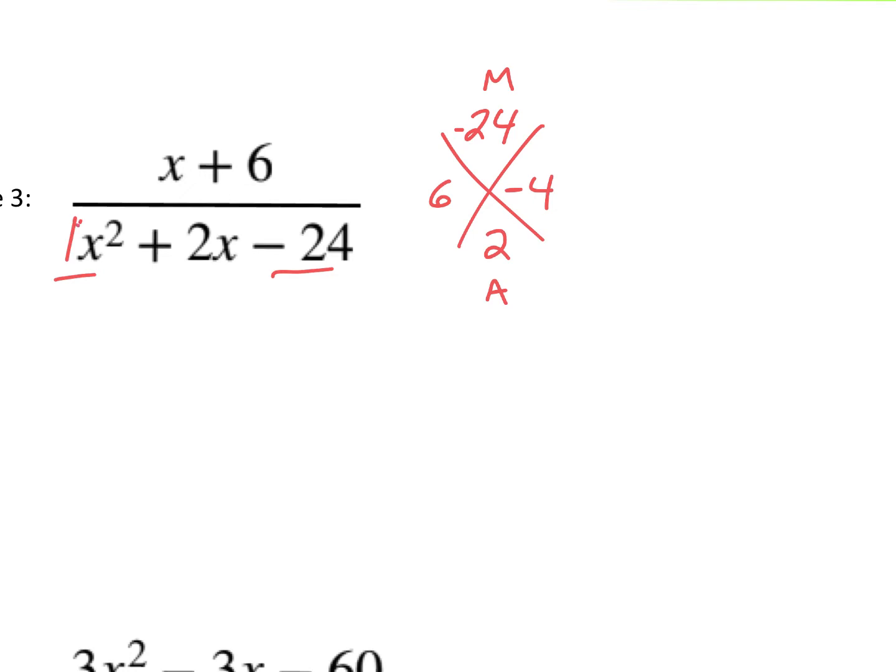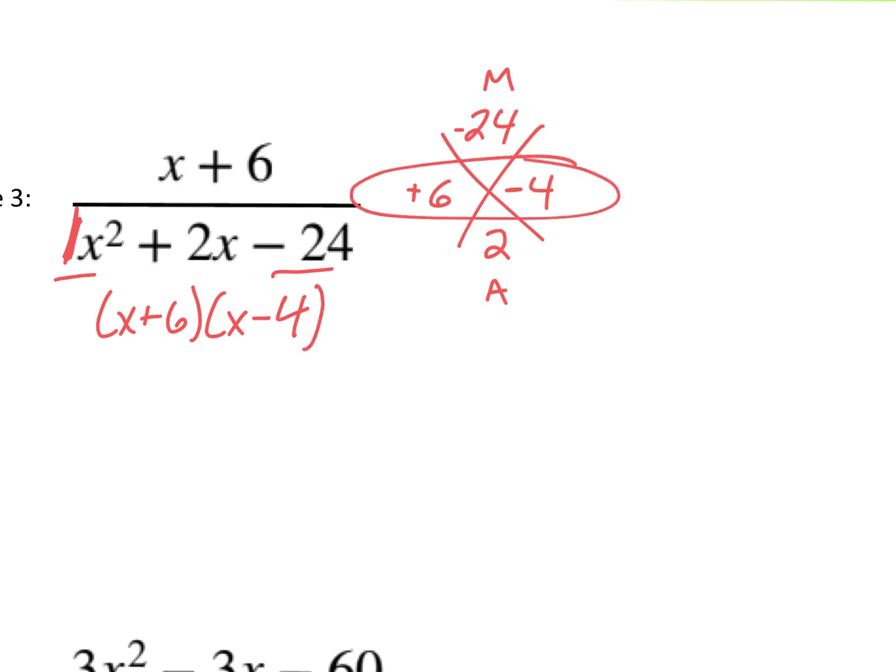Since this A value, this first value is a 1, that means I can use the shortcut on this, right? Yeah. So my 2 factors are just X plus 6 and X minus 4. Yep. Just these 2. Okay. So what I have right now is X plus 6 on top, and then X plus 6 times X minus 4 on the bottom.